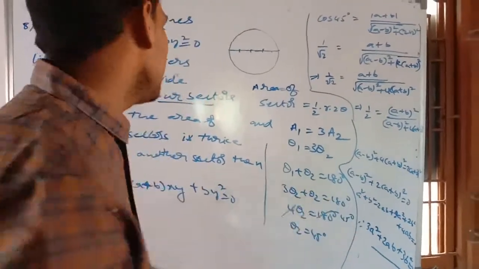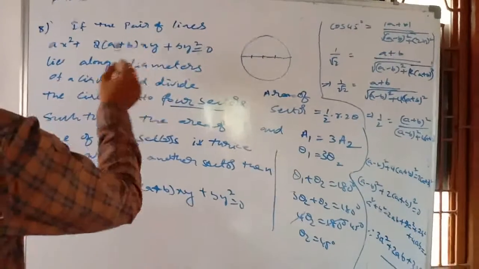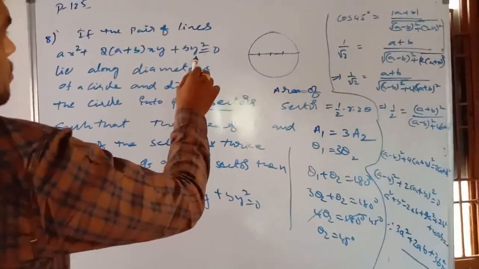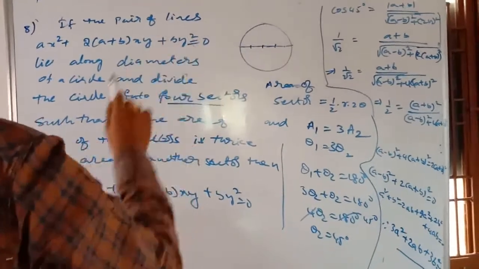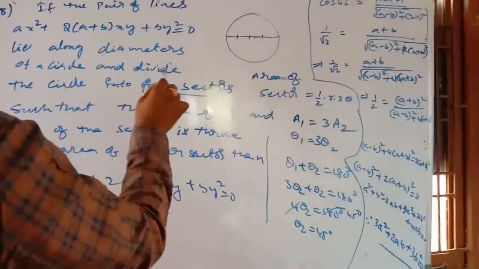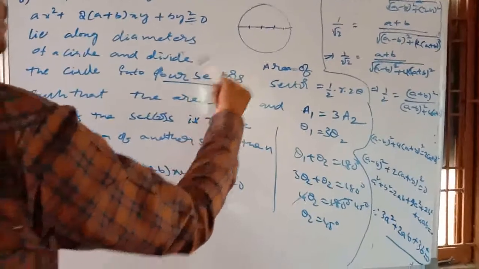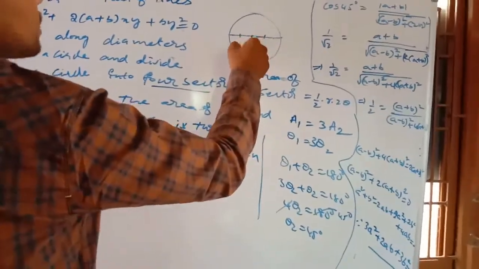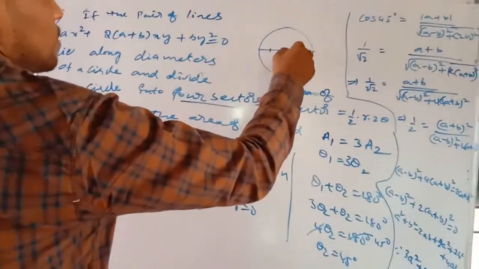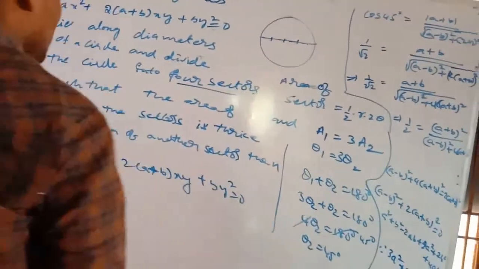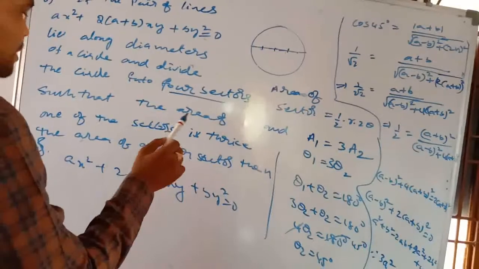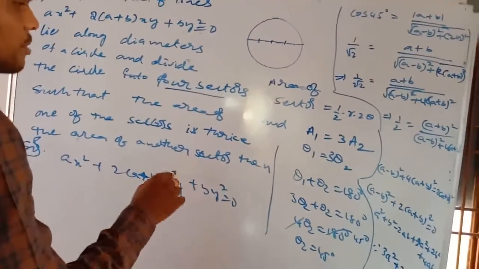Now, once again: if the pair of lines ax² + 2hxy + by² = 0 lie along the diameter of a circle that is divided into 4 sectors, that means one sector, another sector, another sector. Now the diameter divides the circle into 4 sectors, and the area of one sector is thrice the area of another sector.